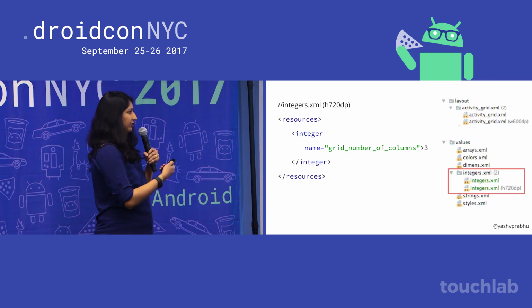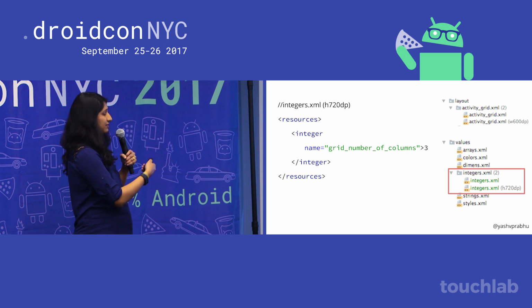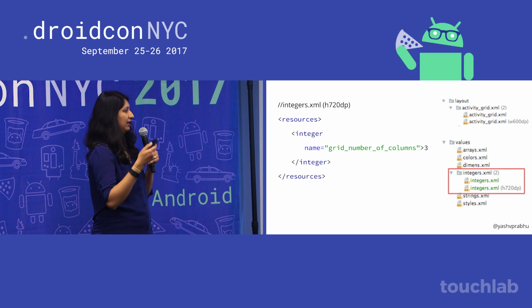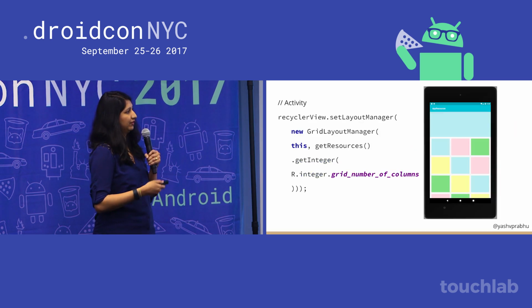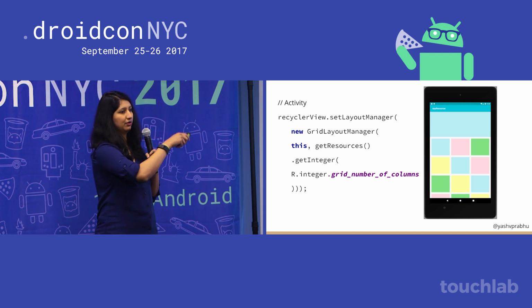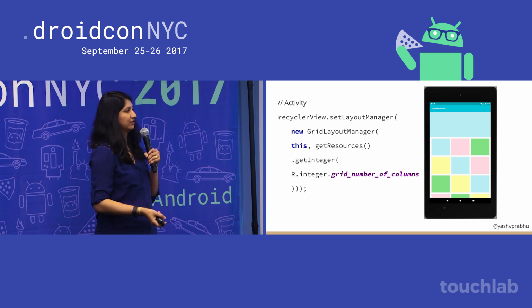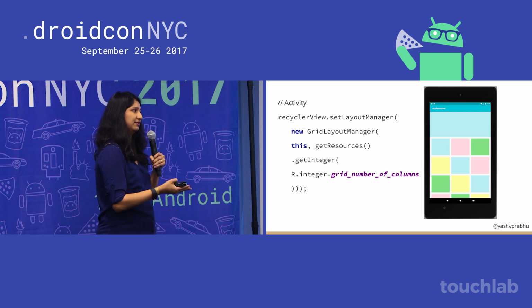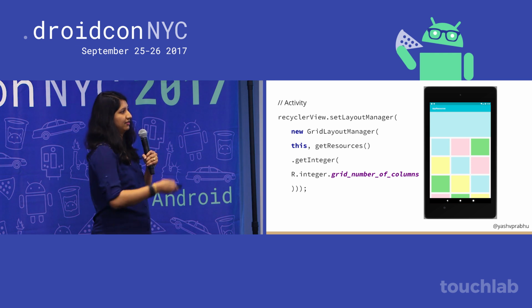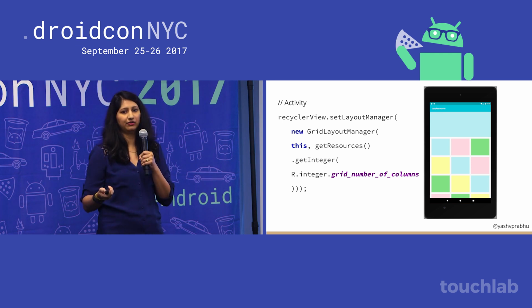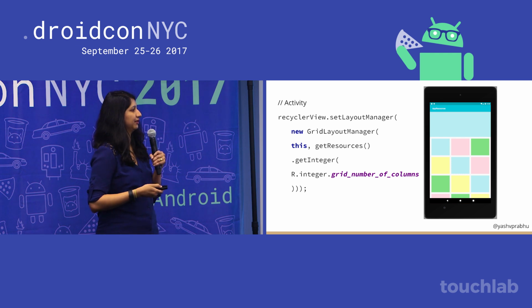You could just go to your integers, the simple values, and create a default integer file, which has the grid number of columns as 2. And when you have something like height 720 dp, you create a grid number of columns as 3. And now, when you go back to recycler view, you just access your resources, and then you set your integer value to grid number of columns. You access it directly from integers instead of setting a static field. And at runtime, the Android system knows the height of this device is 720. So at this point, I'm going to pick grid number of columns as 3, and it's going to show you 3. So you didn't have to create a different layout. You just basically had to change the simple values a little bit to do that.